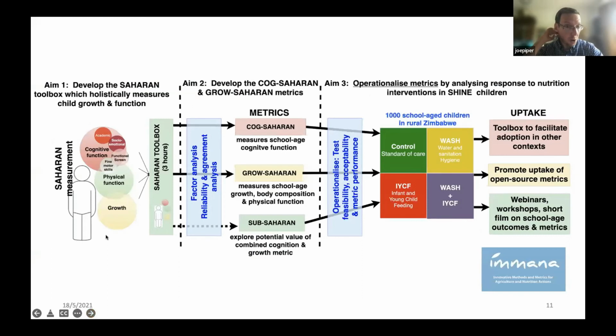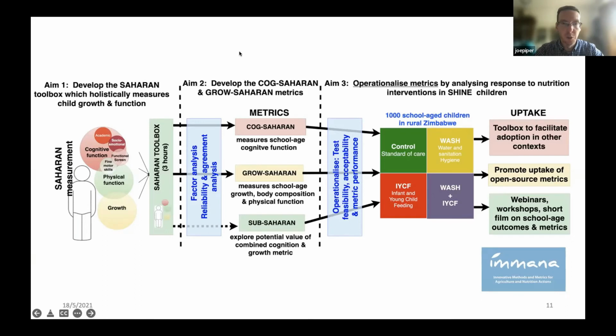So from the Omana side, what we're doing really much is still aim one. We've developed the Saharan Toolbox, and we are measuring the 1,000 children in particular that are born to HIV negative mothers. We're about three-quarters of the way through that project at the moment. Then what we want to do, particularly from the standard of care arm, is develop these shorter metrics, because the downside of all these measurements is they take about 4 hours in the field or so to do.